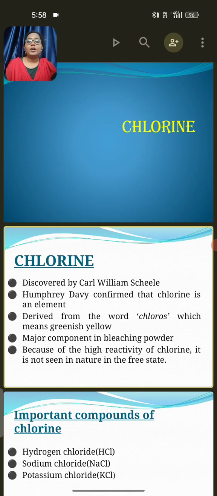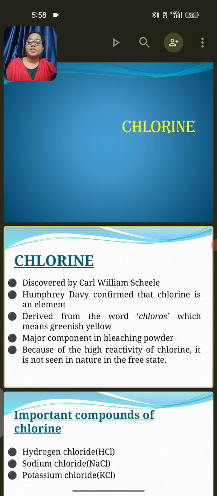We are familiar with the compound bleaching powder, which is used as a disinfectant. The main component of bleaching powder is chlorine. We said that chlorine is an element of group 17. It is very highly reactive, so chlorine does not exist in free state in nature.